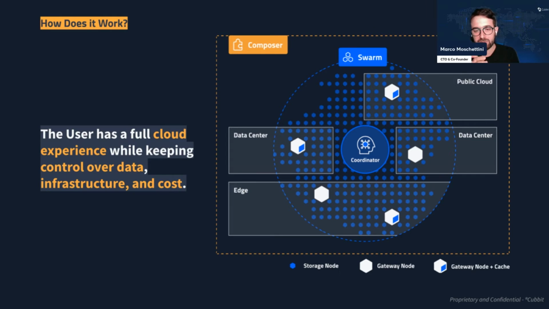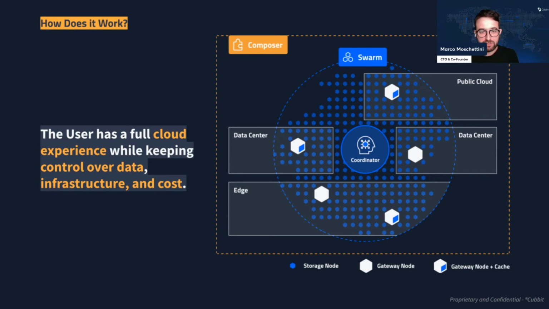So how does it work? You, as a user, collect resources you have spread across different infrastructures. For example, you have some nodes in one data center, you may have nodes on the edge, you may have IoT nodes somewhere else, or you may even have some nodes in the public cloud as well. You collect these resources and you can transform them into Cubbit nodes, Cubbit storage nodes.